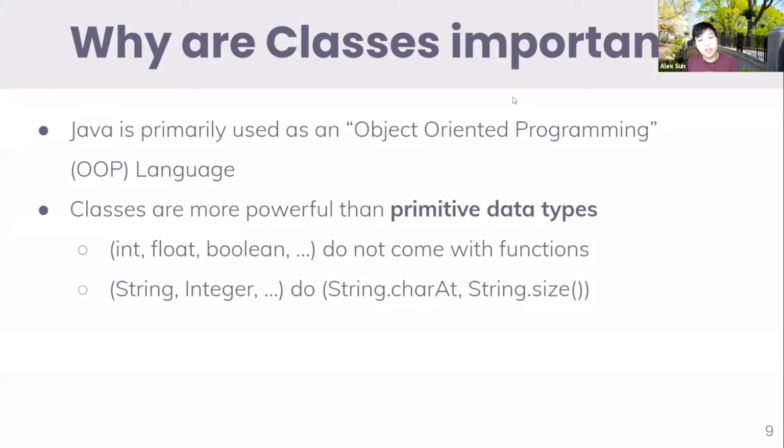All right, a few more. So why are classes important? Why do we care? You're going to see this term thrown out a lot: Java is primarily object-oriented programming. It's a fancy word, and people like to use a few different words for it.